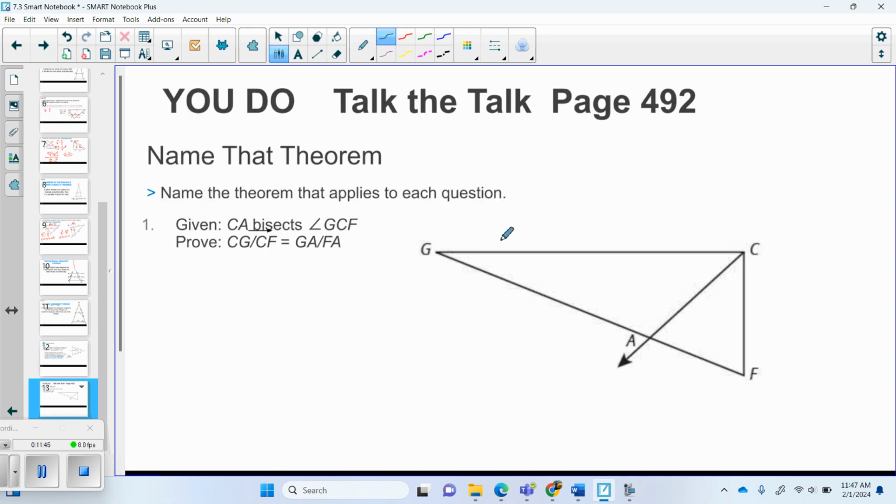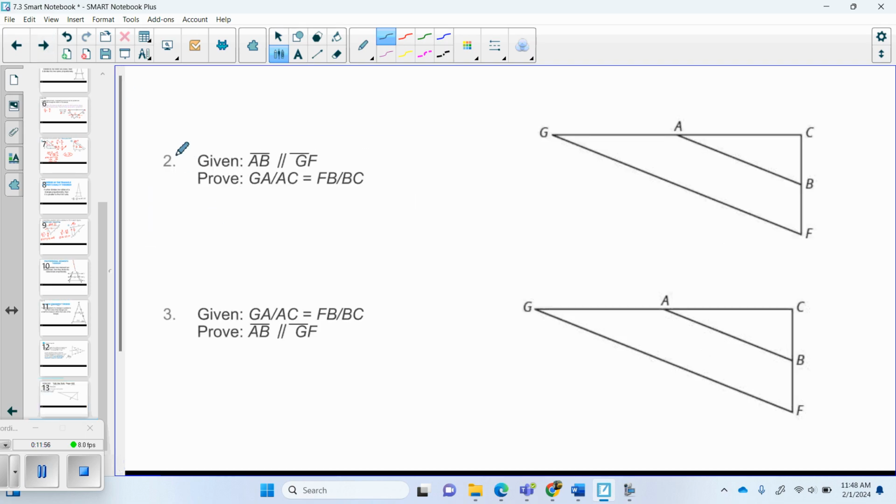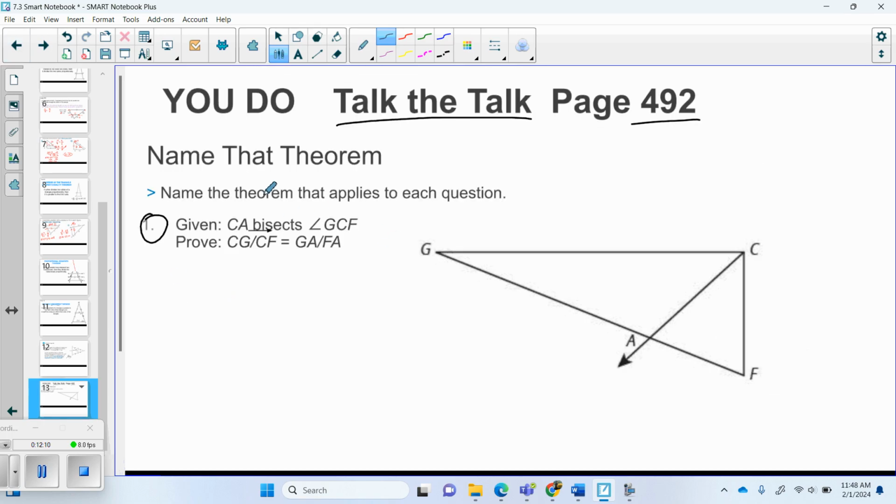Okay, so that's the end of the instruction. You do the 3 problems on Talk the Talk on page 492, number 1, and then number 2 and 3, where you're going to be proving things, and you'll be stating what theorem you'll be doing the proving with. We're not given numbers, so you're just naming the theorem. And when you're done, let's do the check-in.